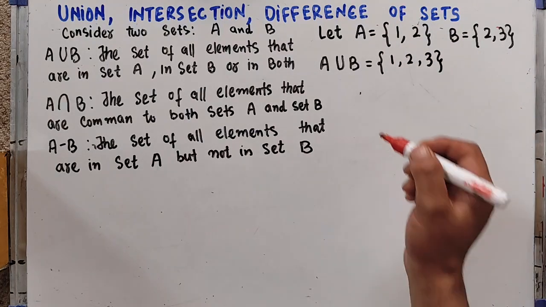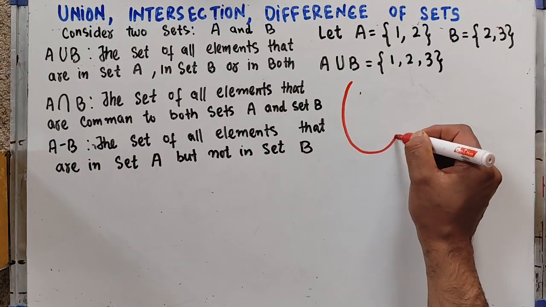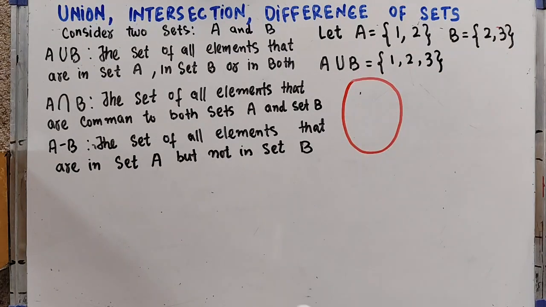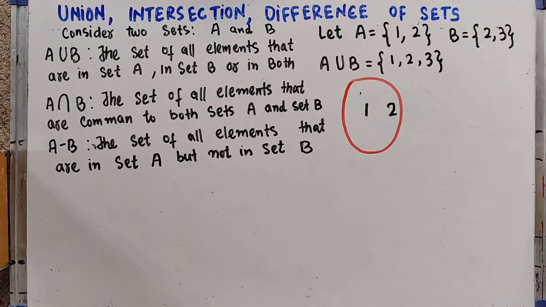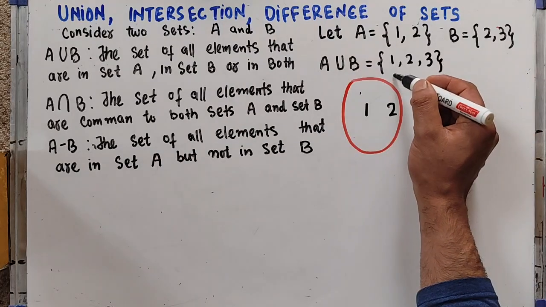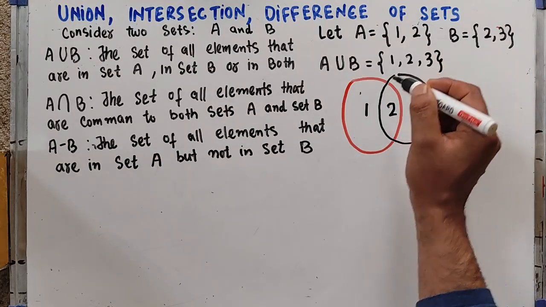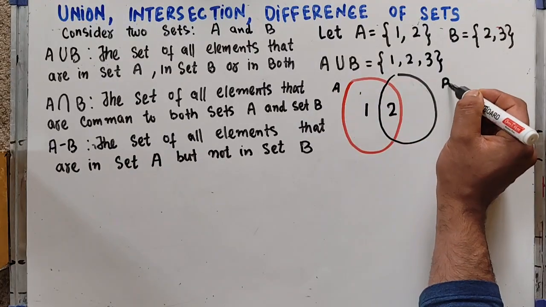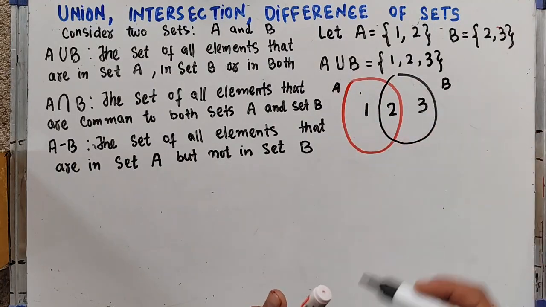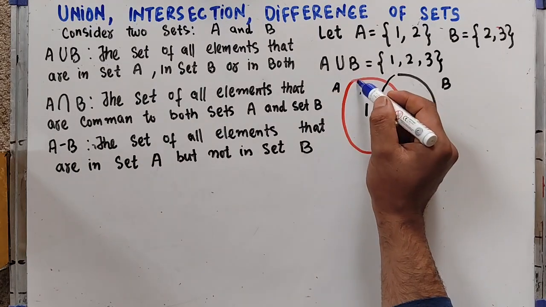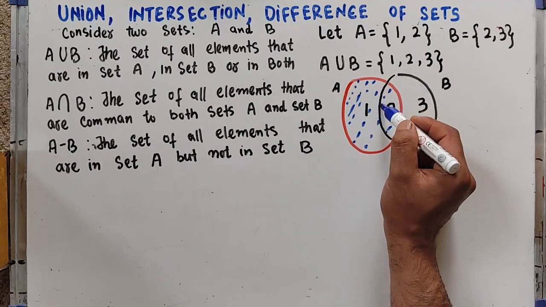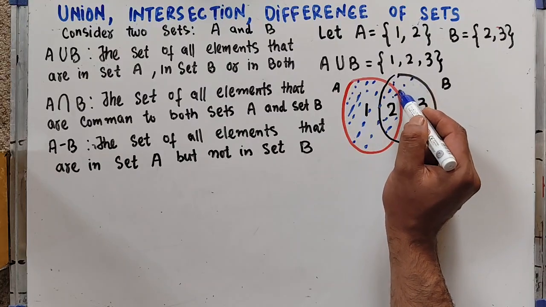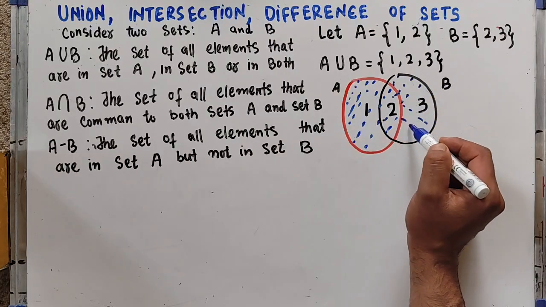So how do we show it within a diagram? Let us suppose this is set A, it contains 1 and 2. Then we have set B, it contains 2 and 3. So this is set A, this is set B, and it contains 3. Now what happens in union? We consider all the elements which are in set A. So this whole area will be the union, which are in set B or which are present in both sets.